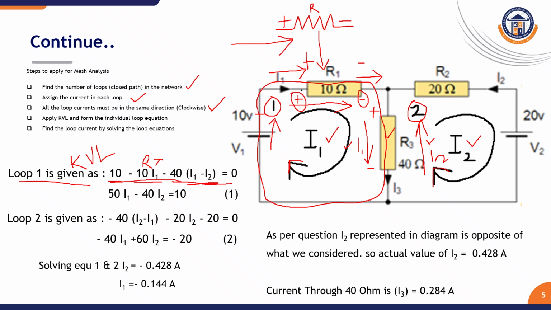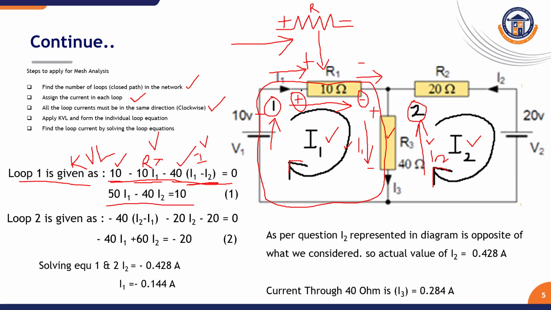Take all the terms of that equation as representing voltage. V, 10 volt, is the battery voltage, and R into I is also a voltage. So 40 into I1 minus I2 ultimately gives a voltage, where 40 is the resistor value. If you simplify that, you will get this equation.